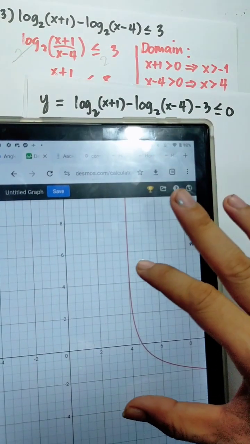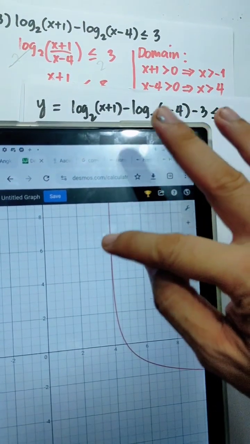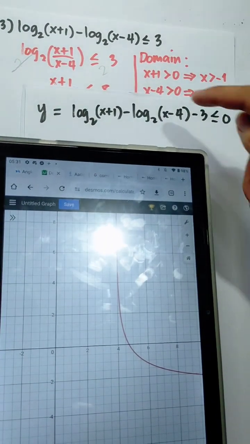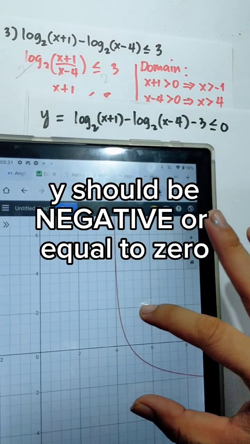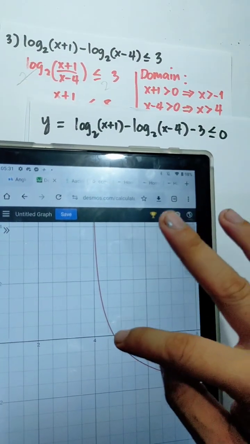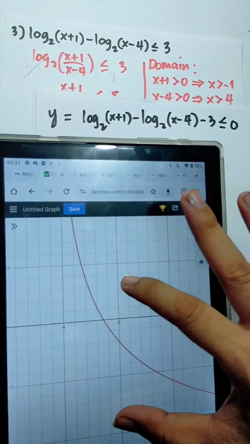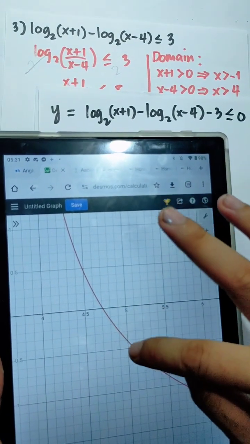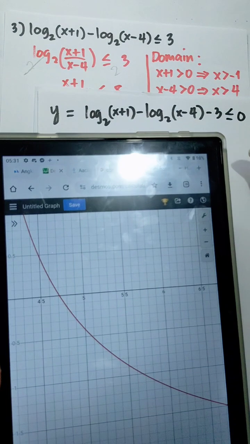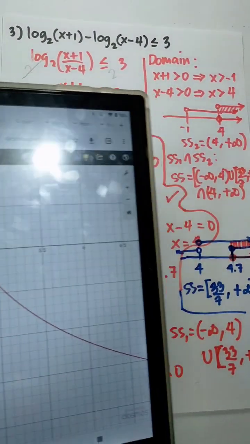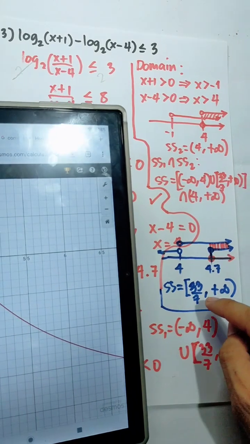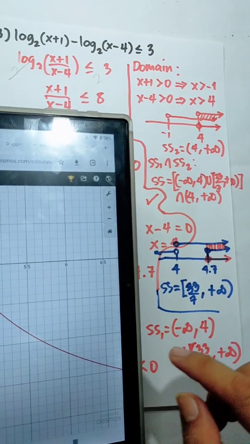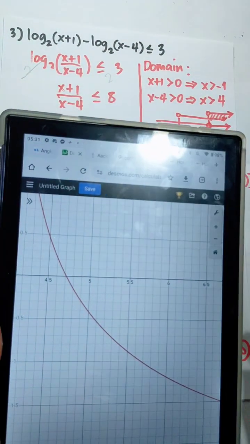So this is now the graph, the curve of our y. Okay, now based on the inequality, our y should be positive. So if you look here, our y starts getting negative at the value of around 4.7. Something here goes down, becomes more and more negative. Hence our solution here, which is 33/7 to positive infinity, is correct using the graphical method.